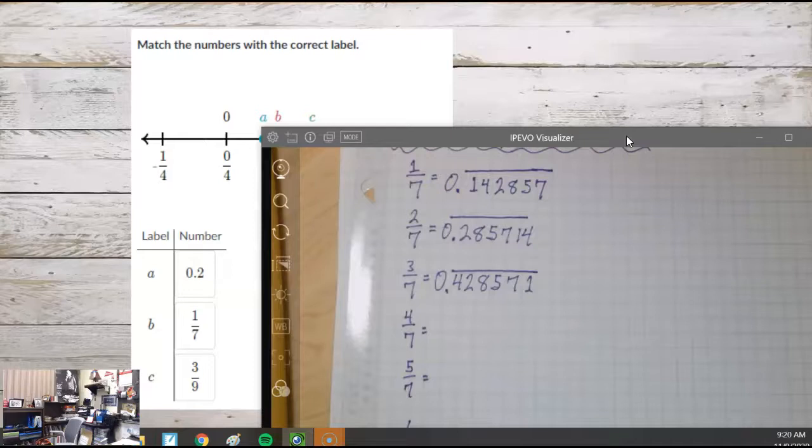So if we already used the 4, what's the next highest up number? 5. The 5. So our next decimal that repeats is going to start on the 5.